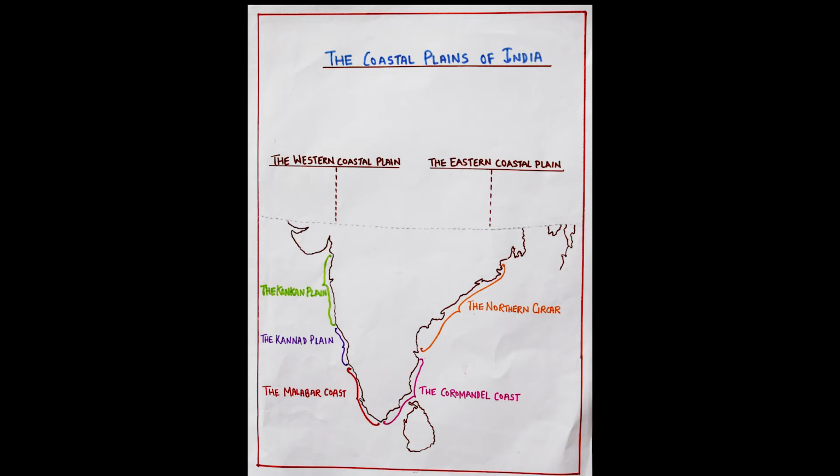The coastal plains of India is divided accordingly. We have the western coastal plain and the eastern coastal plain. The western coast consists of 3 sections. They are the Konkan Plain, the Kannada Plain, and the Malabar Coast. The eastern coast consists of 2 sections, that is, the Northern Sarkars and the Coromandel Coast.